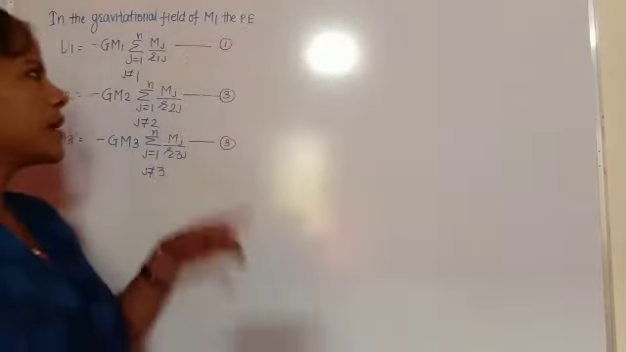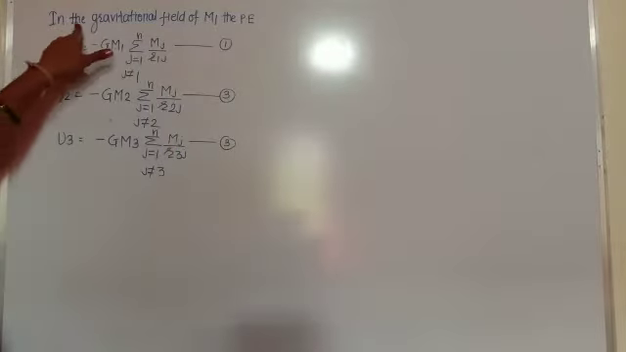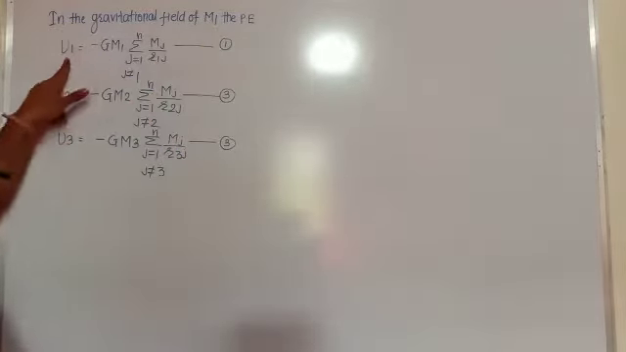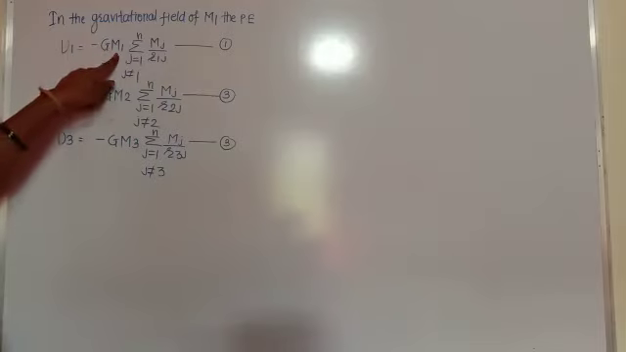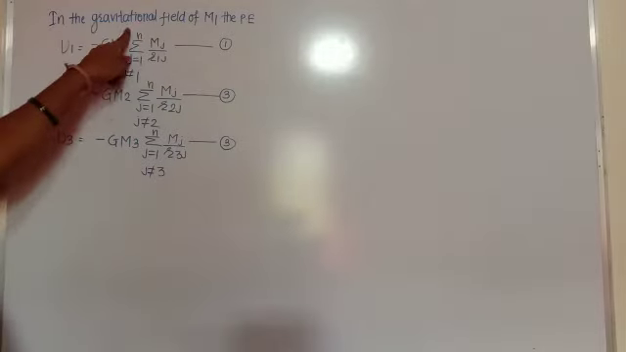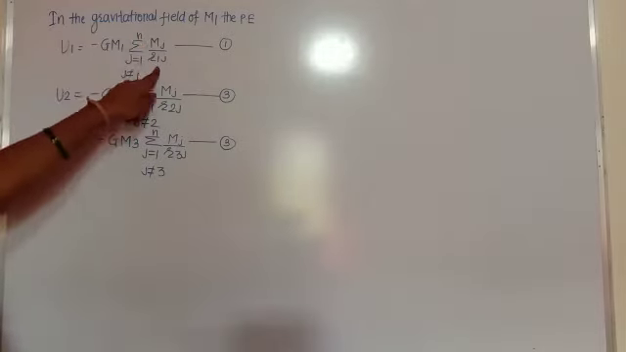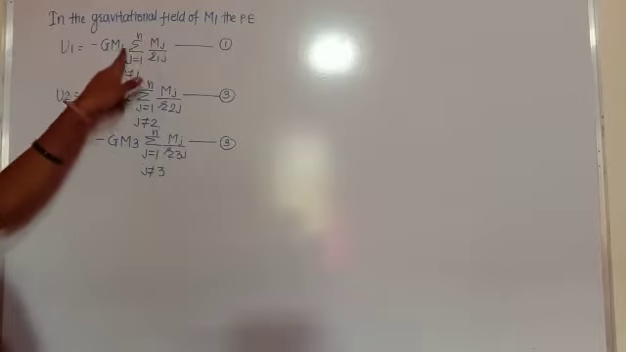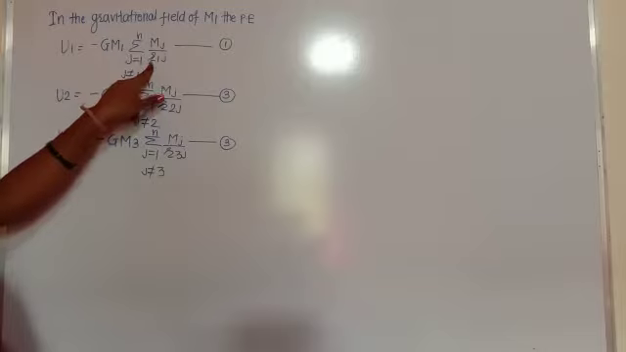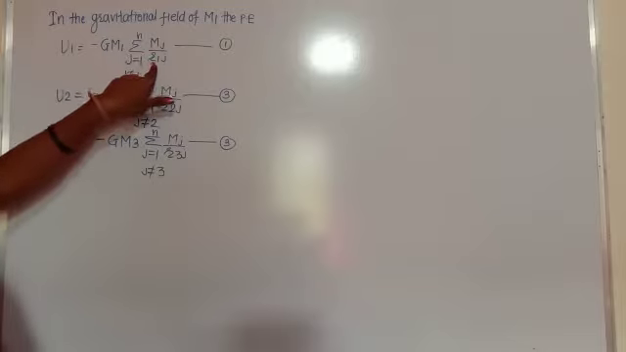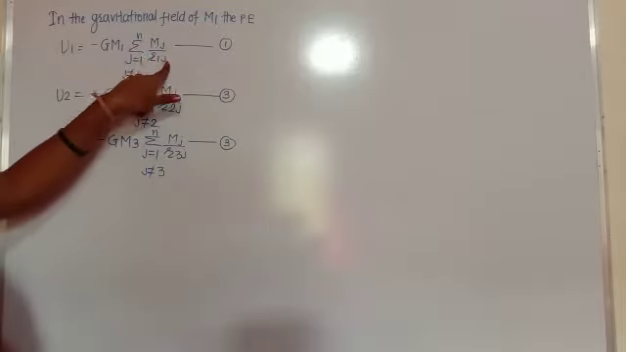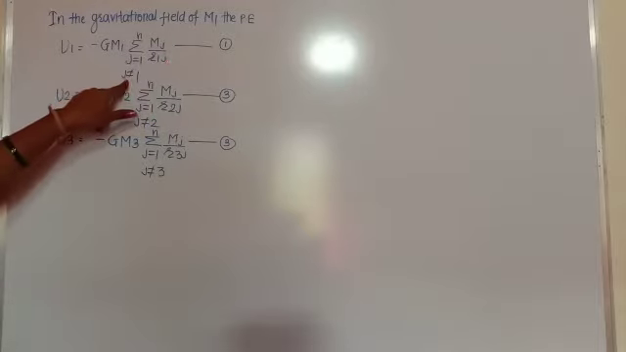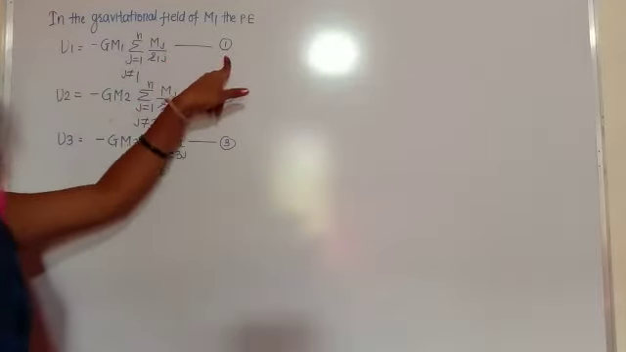So in the previous class we calculated that in the gravitational field of m1 the potential energy u1 is equal to minus G m1 summation of j equals 1 to n of mj divided by r1j, that is the combination of m1 and m2. So the distance between m1 and m2, that is r1j, is from the first particle m1 to the second particle, where j is not equal to 1. This is the first equation.